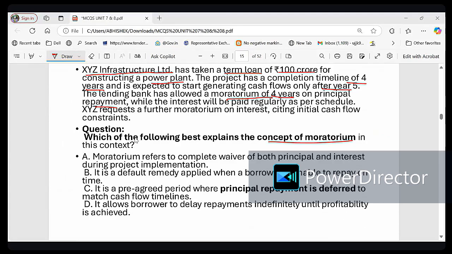Now what do you think? What is the correct option to this question? Is it A? Is it B? What do you think about option A? Moratorium refers to complete waiver of principal and interest. Do you think option A is correct?